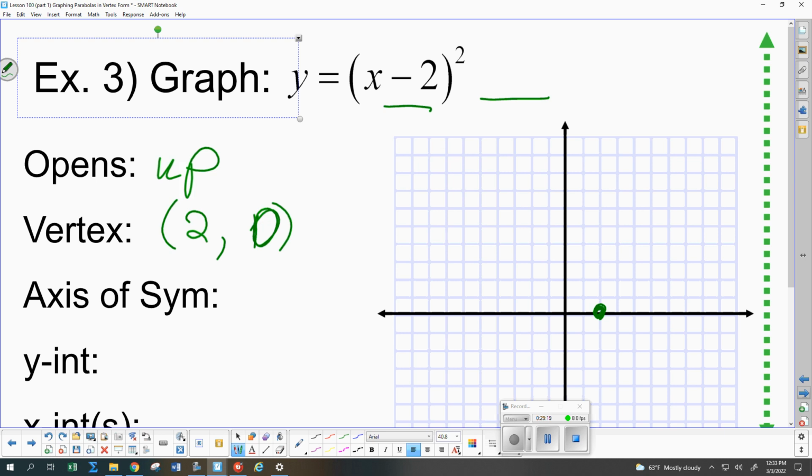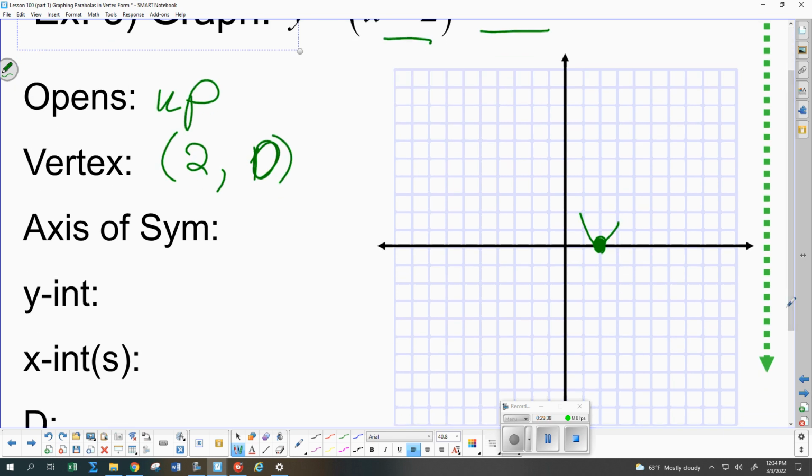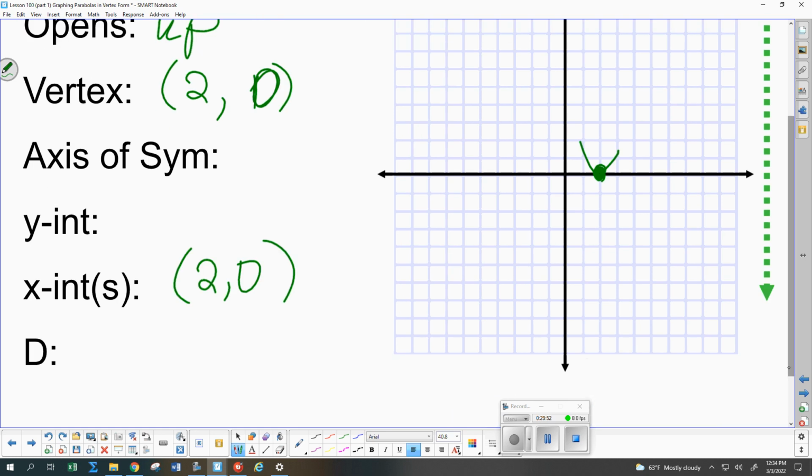So 2, 0. And I'm not going to take time to do all the accurate stuff, but somehow or another, that one's opening up. So how many points of the parabola are on the x-axis? How many x-intercepts do I have? Just 1. So the x-intercept is also that vertex. It's also 2, 0. And if I just have one x-intercept, is my discriminant positive, negative, or 0? The discriminant has to be 0. And I won't take time to do the other intercepts and finish the graph.